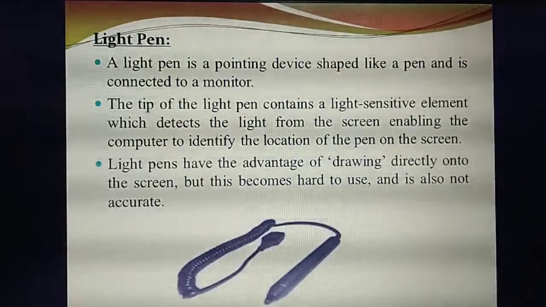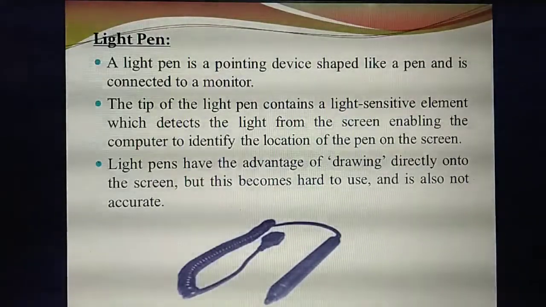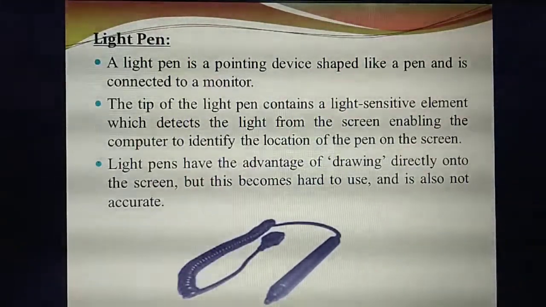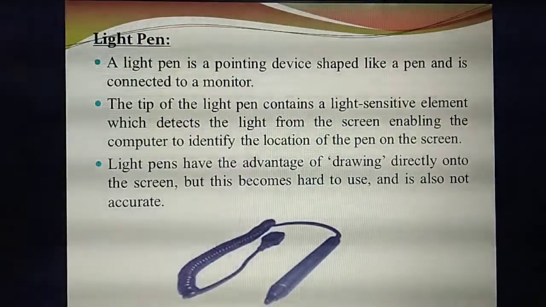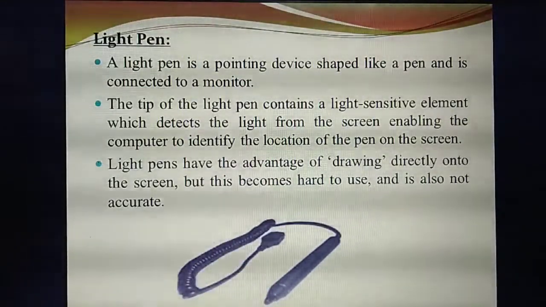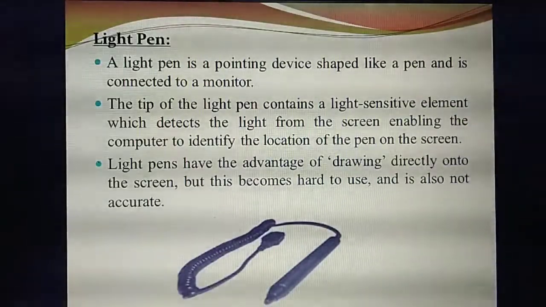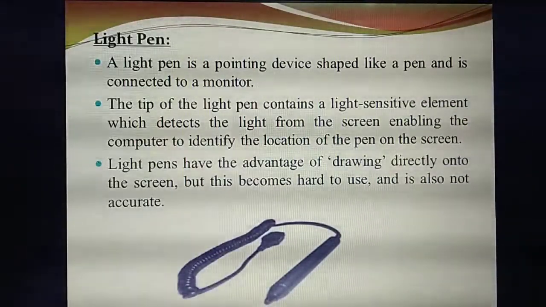Understand what's the use of a light pen? It is used to draw or write something on the screen. But it is very, very hard to use. Sometimes if you change the position, you can't write properly. So that's the disadvantage of this pen.